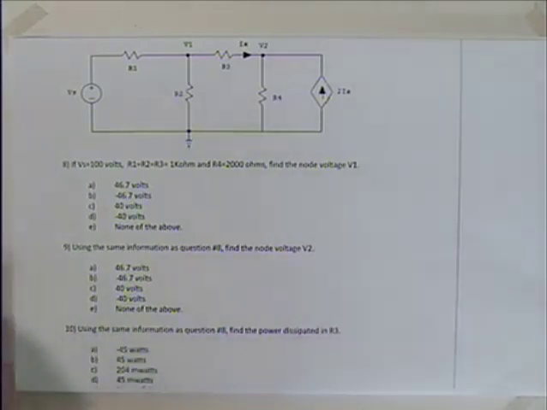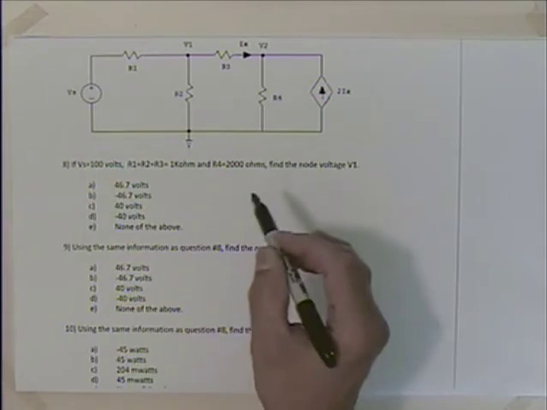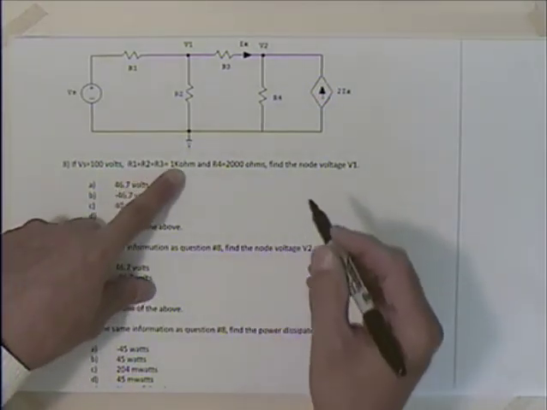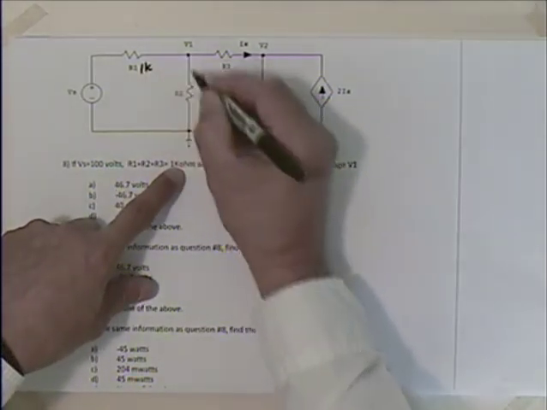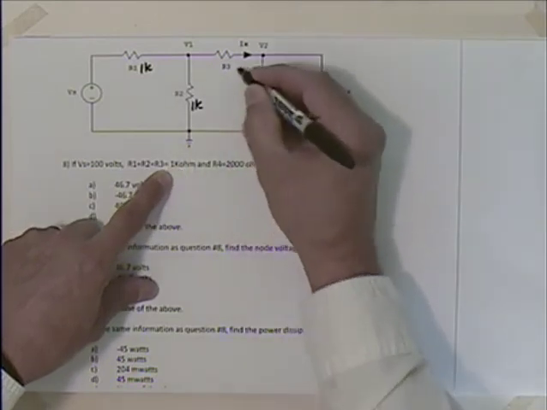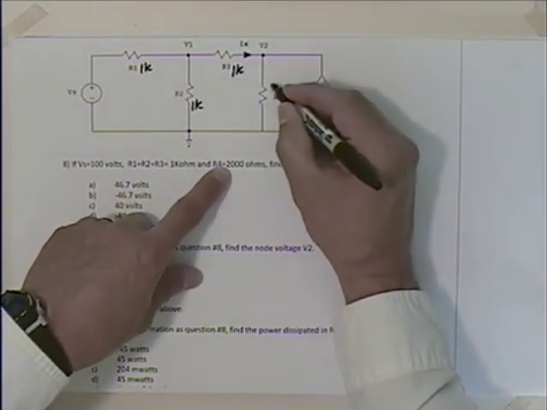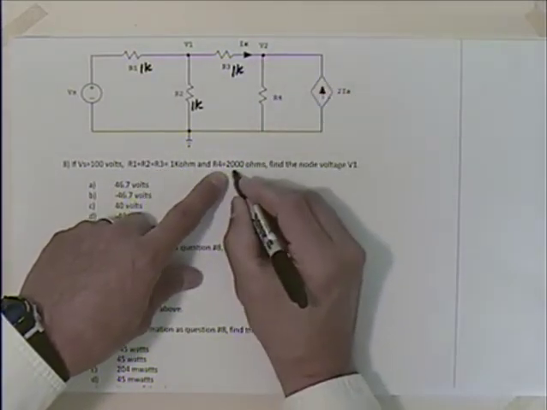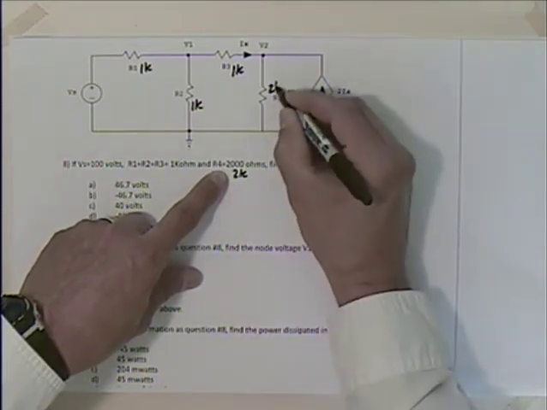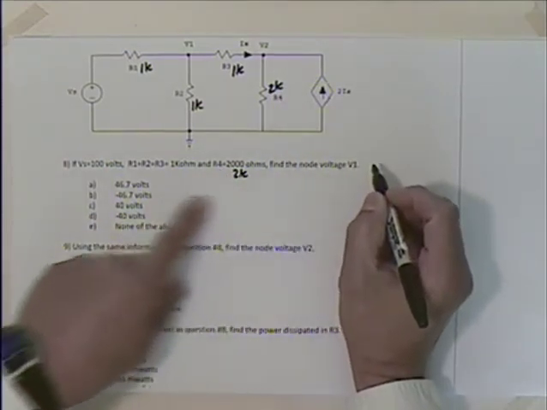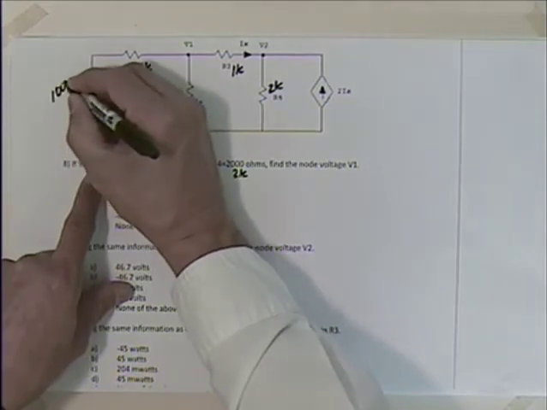Okay, so we move on to 8, 9, and 10. What are they wanting in 8, 9, and 10? If R1, R2, R3 is 1K, 1K, 1K, R4 is 2K, 2000 is 2K, right? And this is 100 volts.